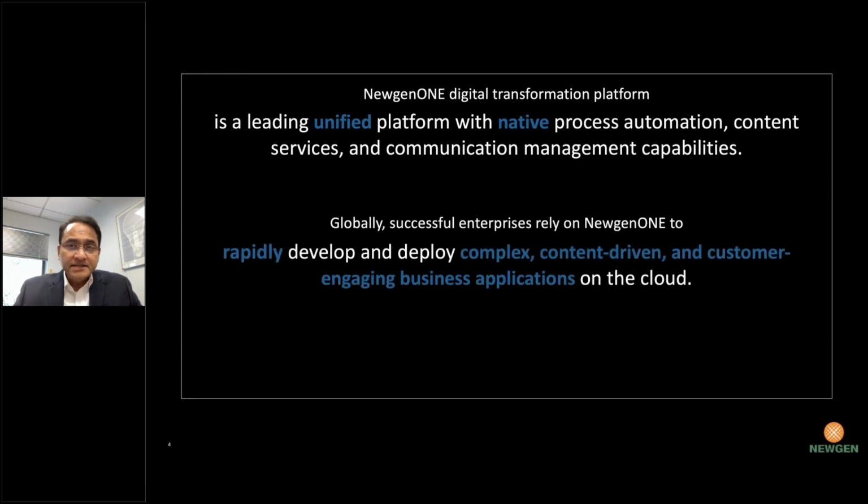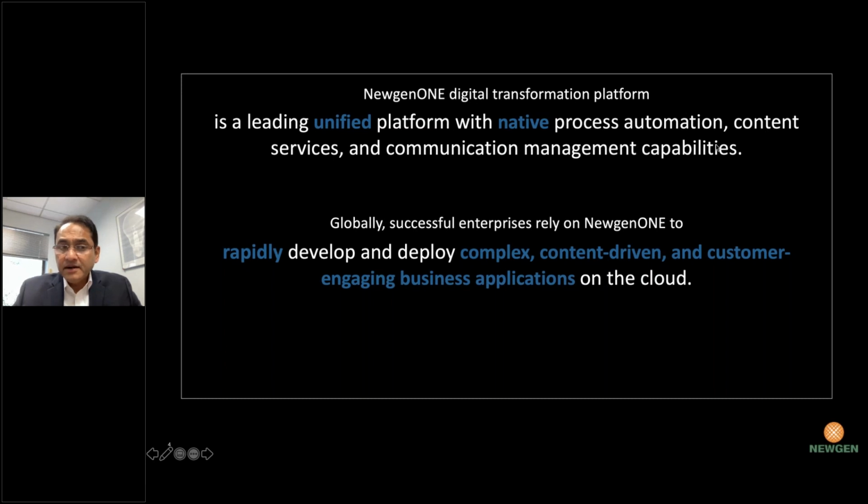And all of these three taken together in a low code and no code kind of environment should allow the enterprises to develop and deploy those complex and content driven customer engaging business applications quickly and on cloud.